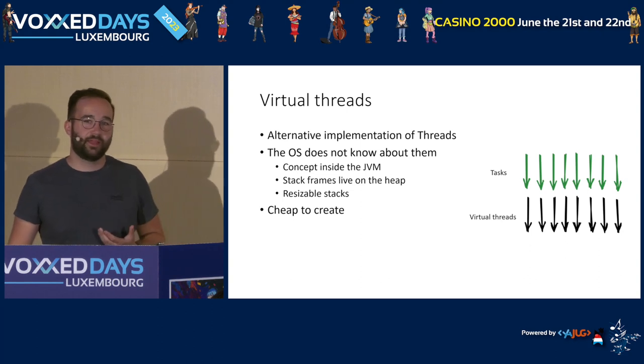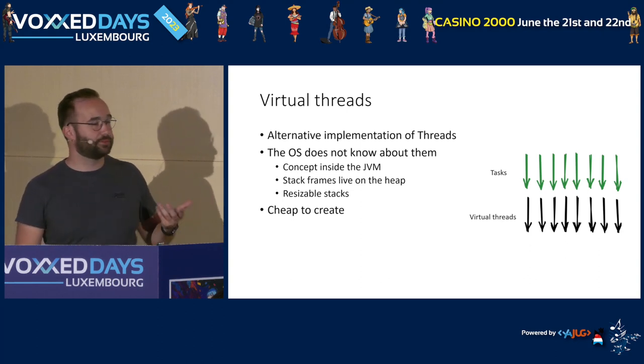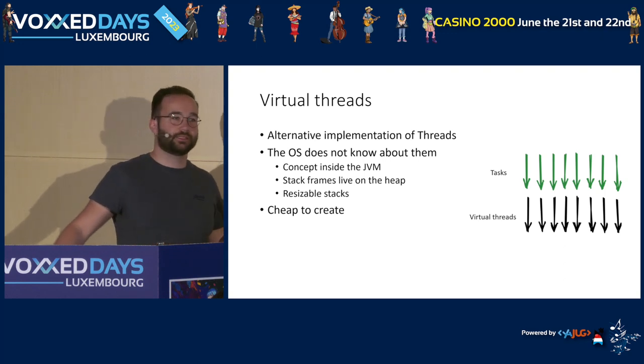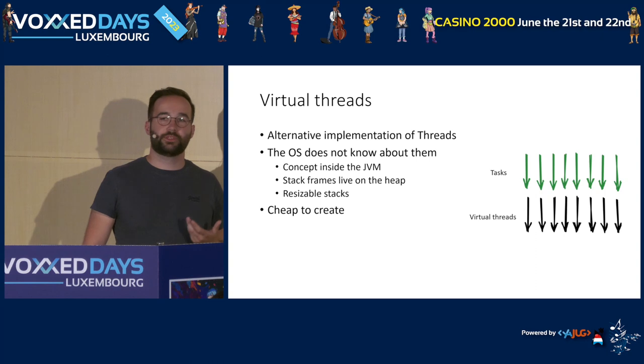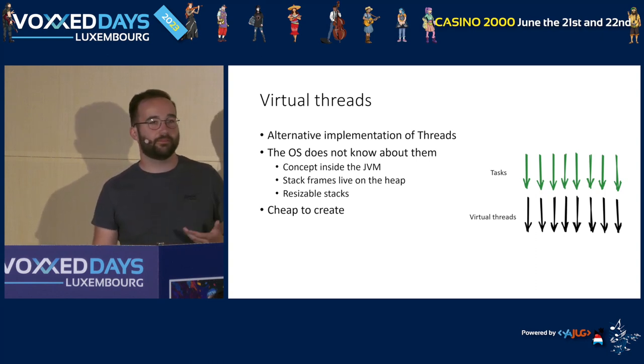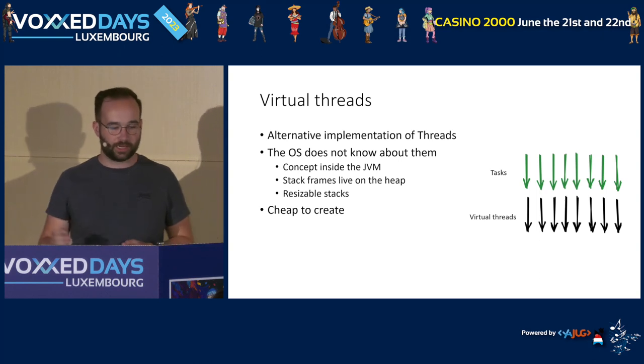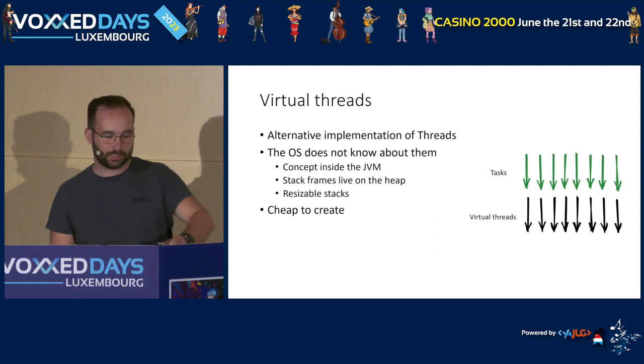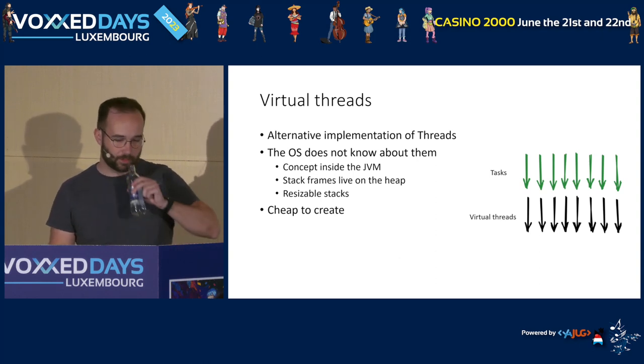And this has a few advantages, because with the platform threads, we have to allocate some memory off the heap. But with virtual threads, the stack lives inside the heap, which means that we don't have to reserve a lot of memory at the beginning, but we can just grow our stack as we need to. So a virtual thread can just start with just a few bytes of memory.